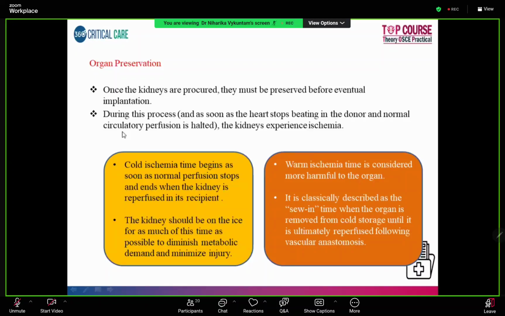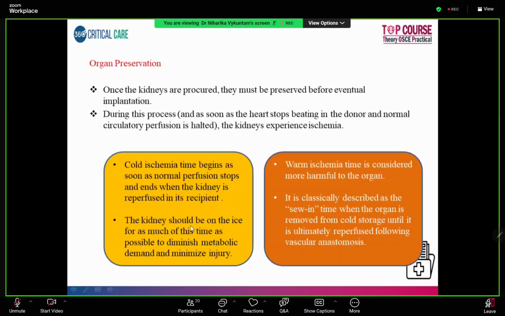So what is cold ischemia time? It begins as soon as the normal perfusion stops, either after the cardiac arrest, basically in DCD, it is post cardiac arrest, and it ends when the kidney is reperfused in its recipient. That is the cold ischemia time. During this time, the kidneys should be placed on ice for as much of this time to diminish the metabolic demands and minimize the injury. So the normal cold ischemia time for kidney transplantation is 24 hours. The maximum is 24 hours.